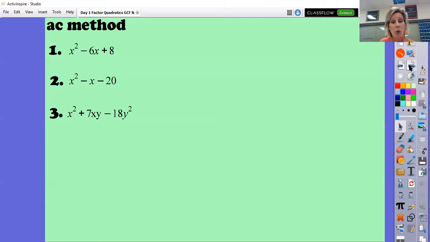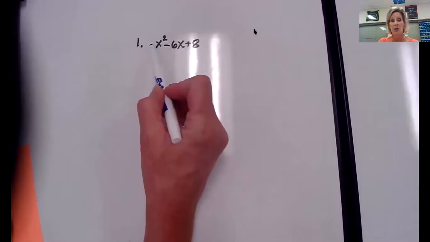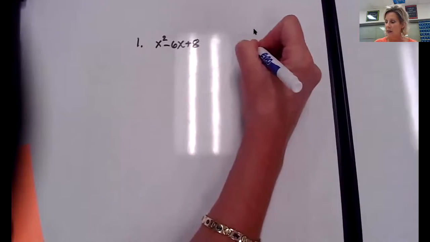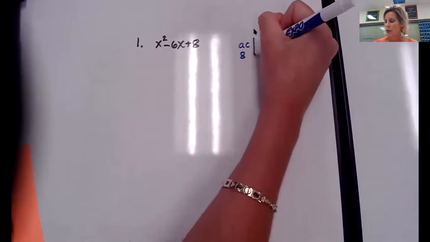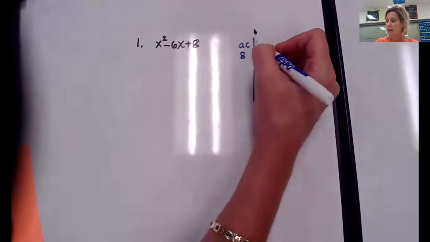Pause the video if you want and copy these problems, because that's what we'll do on your scratch paper. So how do we factor x squared minus 6x plus 8? Well, it's not too bad. What you need to do is say, well, what do the a and c multiply out to? So your a here is 1, your c is 8, so 1 times 8 is 8. That's your AC. So we're going to build a chart of possibilities. Your b value is negative 6.